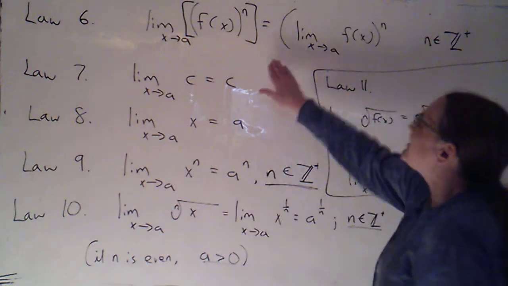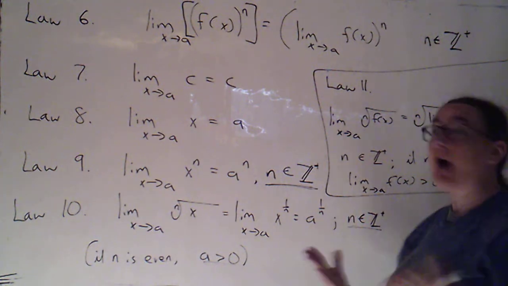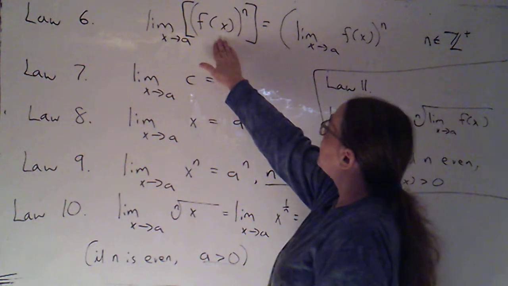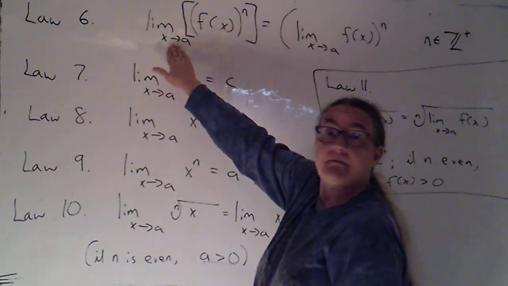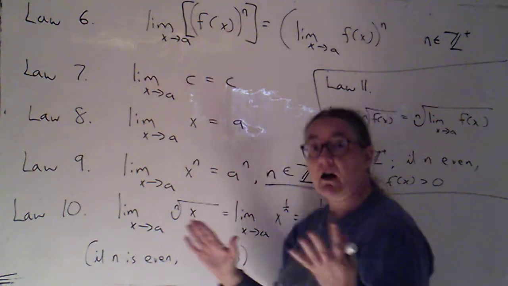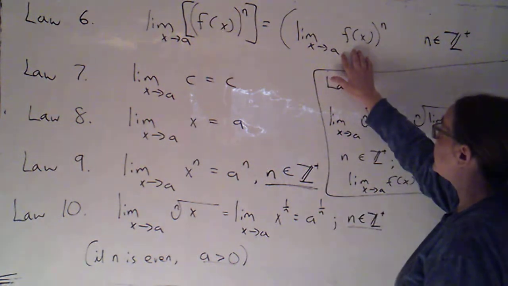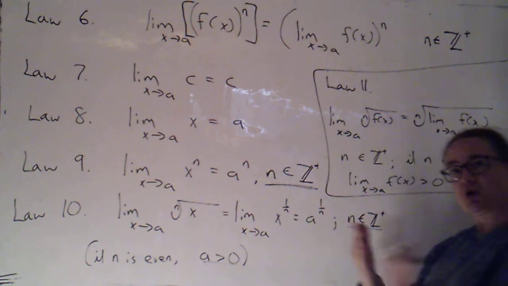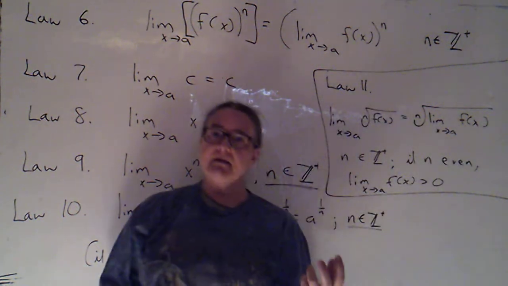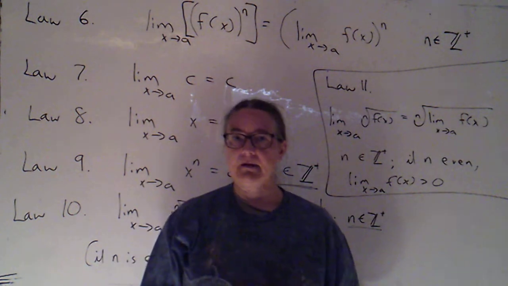Okay, so Law 6 has to deal with taking powers. So here I've got a function f of x, and I'm taking it to the nth power, and then I'm taking the limit. The law says I can take the limit first, and then I can take the nth power. So I can interchange the order of raising something to a power and taking the limit.